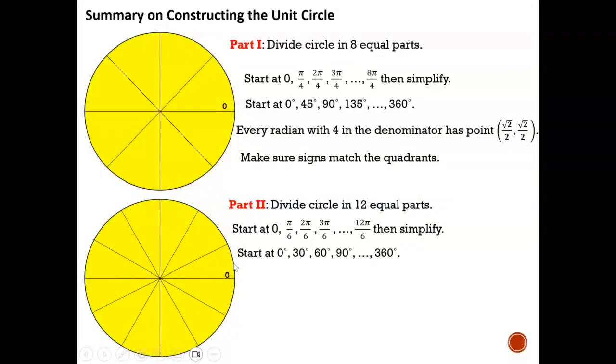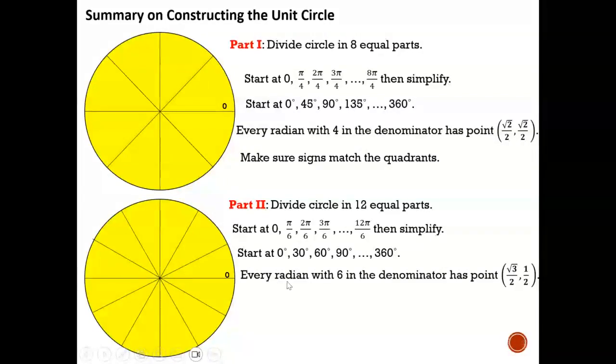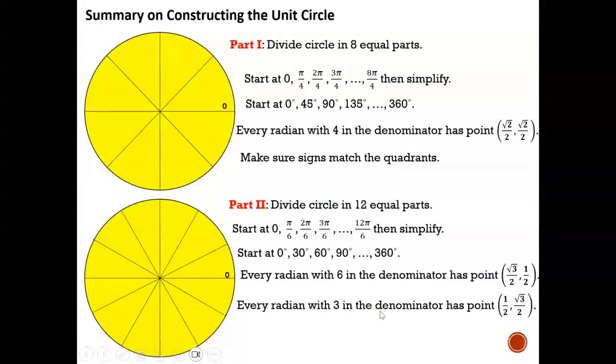We start with 0 and count by 30 degrees. So there will be 0, 30 degrees, 60 degrees, 90, 120, and so forth. Keep adding 30 until we get to 360. Now, here's what I was talking about. Every radian with a 6 in the denominator, like pi over 6, has the point square root of 3 over 2, 1/2. This will be pi over 6, and this will give us 2 pi over 6, but 2 pi over 6 simplifies to pi over 3. So for every denominator with a 3 on the bottom, the point will be 1/2, square root of 3 over 2.